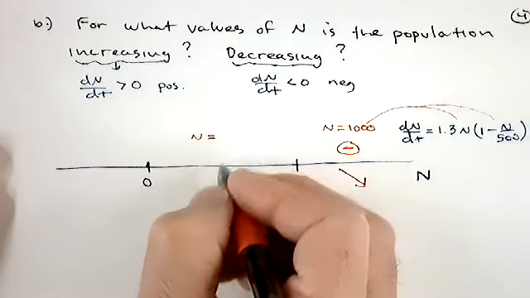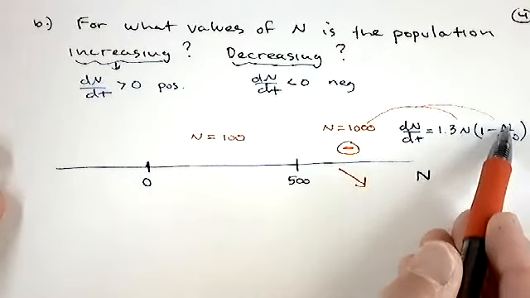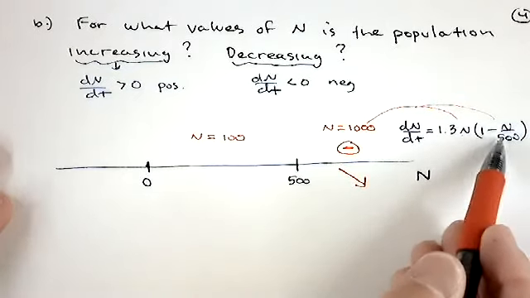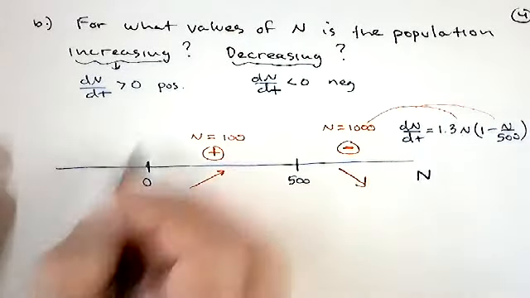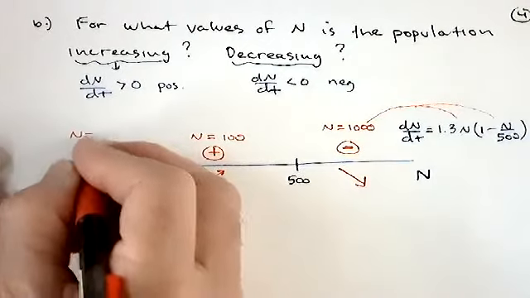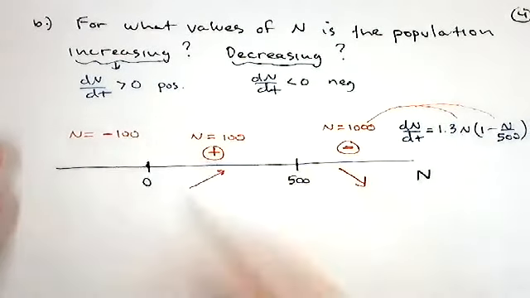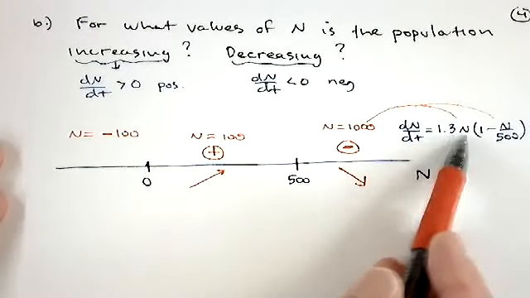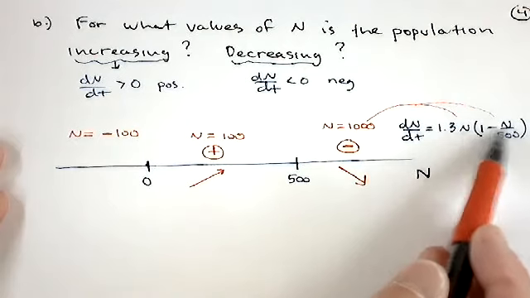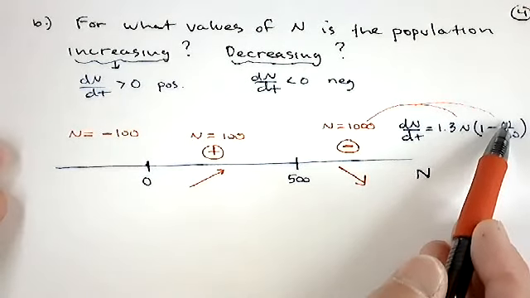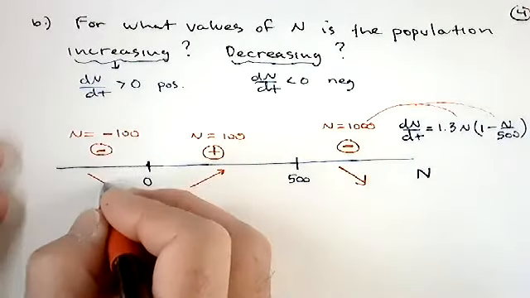If I pick, let's say 100, this will be positive right here. 100 over 500 is 1/5. 1 minus 1/5 is still positive. So I get positive. Population's increasing. Now, I know if we're talking about squirrels, this doesn't make any sense. But in a different model, maybe we could allow negative numbers here. So if I had like negative 100, let's say, this will be negative. This will be positive. And a negative times a positive is negative. So this would be decreasing.